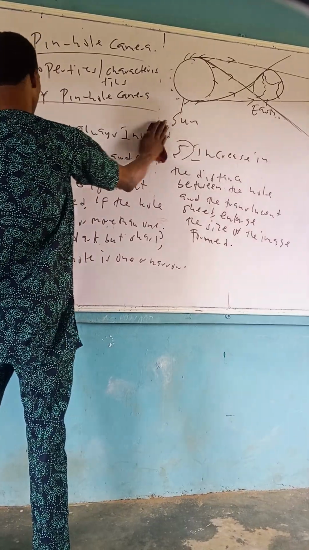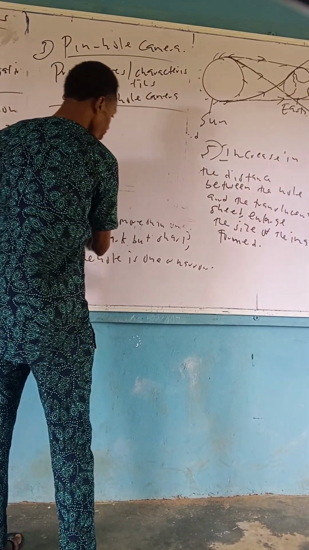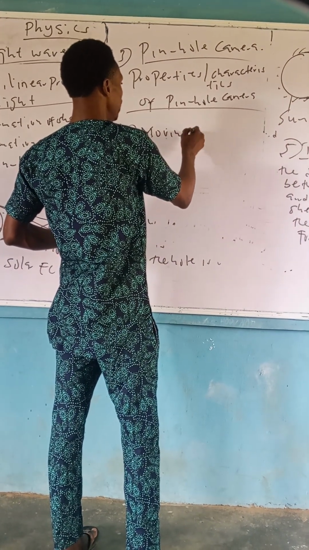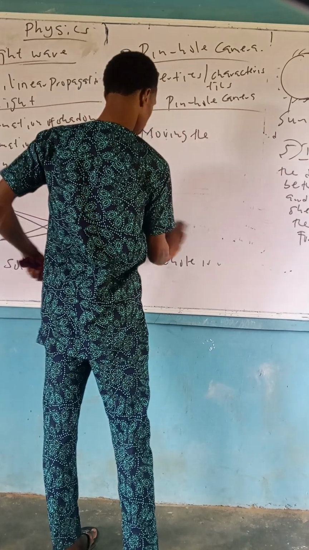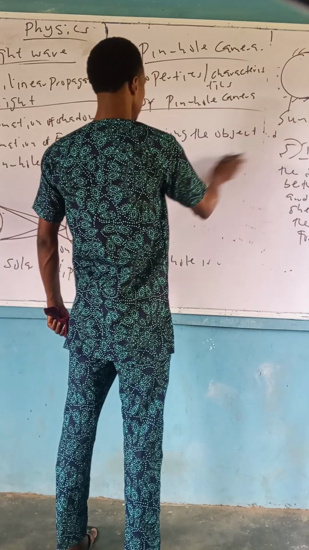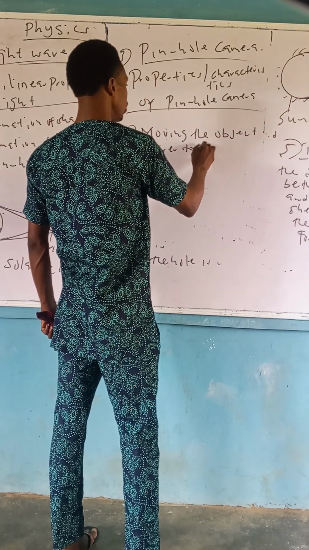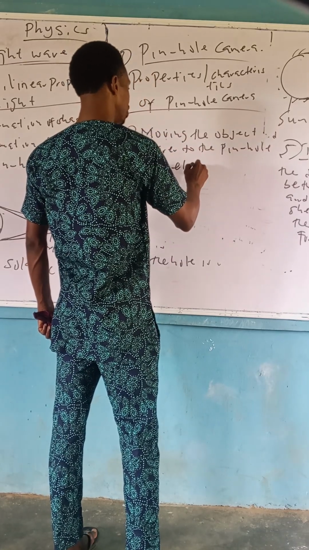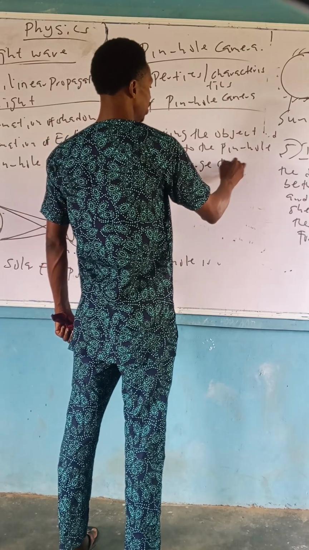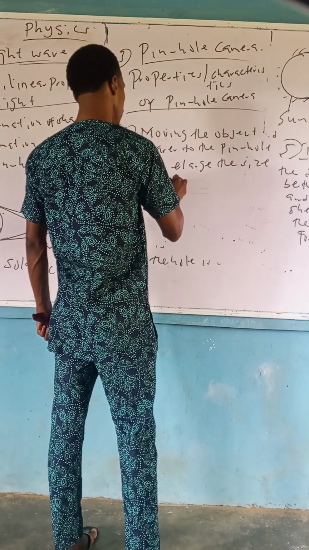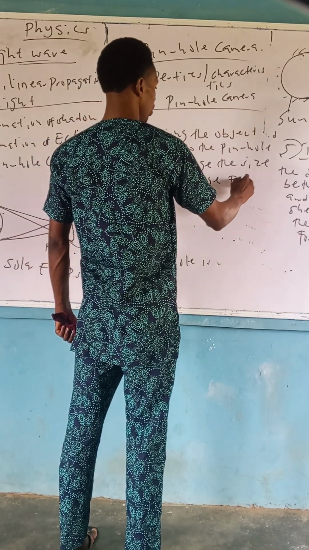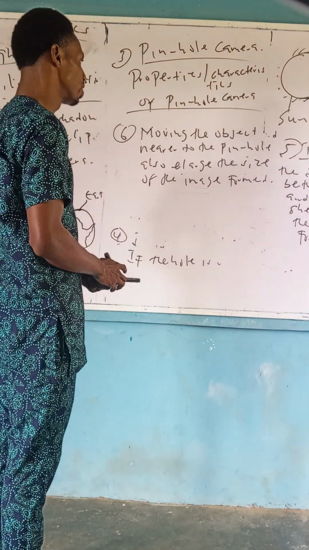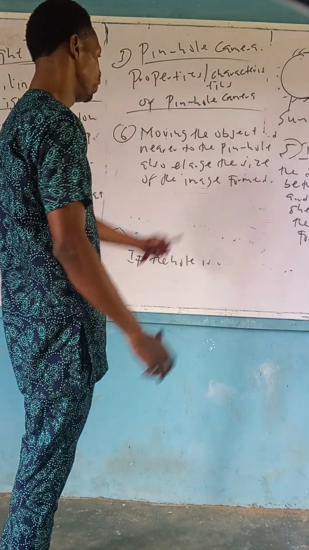Now, I'll take the last property, property 6. Moving the object nearer to the pinhole also enlarges the size of the image formed. Please take note of that. Moving the object nearer to the pinhole also enlarges the size of the image formed.